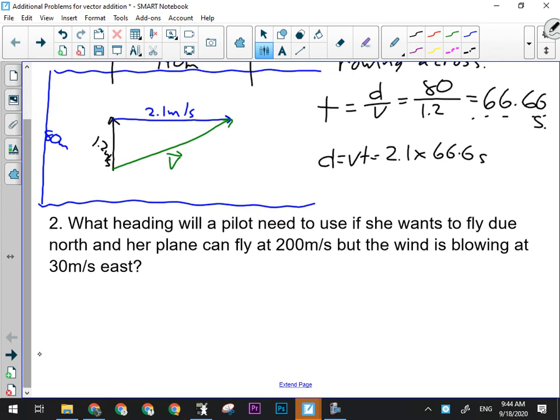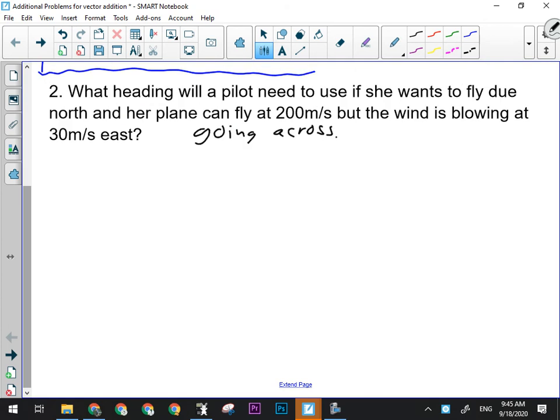Question number 2 is what we call a going across type of question. Okay? If I row across, I don't end up straight across. If I want to end up straight across, then as we said before, I need to head into the current, right? Slightly upstream. Well, this is still a boat question, even though it's a plane. Okay? But in this question here, for number 2, the pilot, what heading will a pilot need to use if she wants to fly due north?